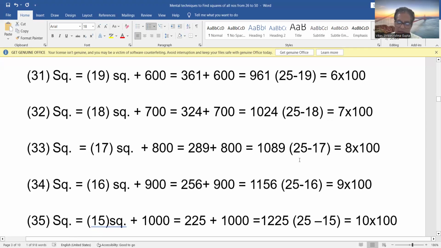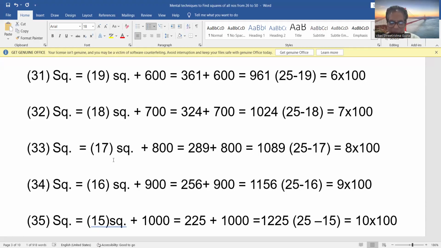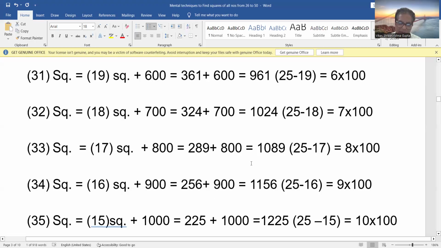Now 33 square, as I told you in the last video, you can find it is 1089. But here I am applying my technique. So 33 is how many steps ahead of 25? It is 8 steps ahead of 25. So I'll go 8 steps back of 25. That is 25 minus 8 and it becomes 17. So I will add 17 square plus 800, 8 into 100, and I get my answer as 1089.